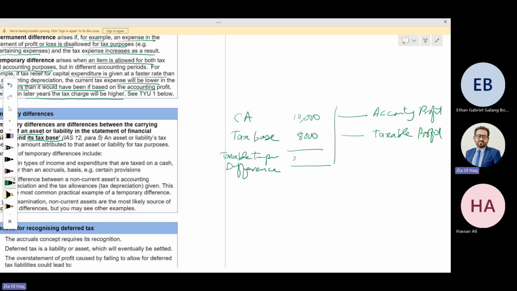So what's the difference between them? 2,000. This is taxable temporary difference. We will call it deferred tax liability. This into tax percentage will be the tax. Exactly, we need to charge tax percentage on it. We need to charge, say, 30% is the tax rate. So 30% of 2,000 is, say, 600. So that will be deferred tax liability.